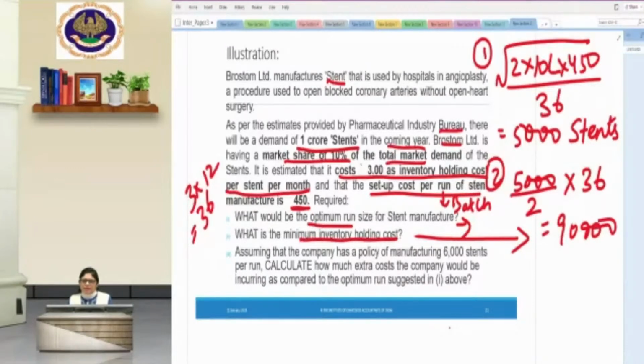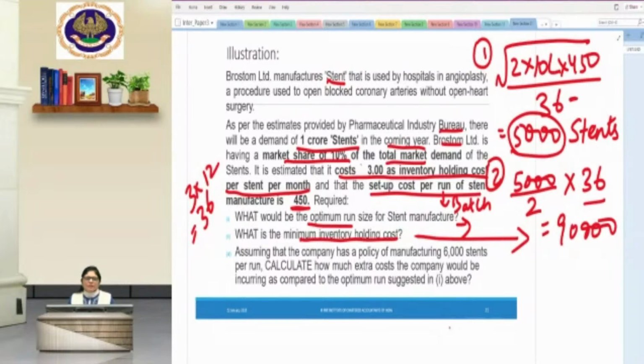How is it to be calculated? Average inventory means average EBQ. Average EBQ means half of EBQ into inventory cost per stent per annum, which is 36. Clear? So 90,000 is the minimum inventory holding cost if you produce 5,000 stents at a time. All right. Any doubt so far? Yes, Aslam, you are always very quick. Priyanka, good answer.